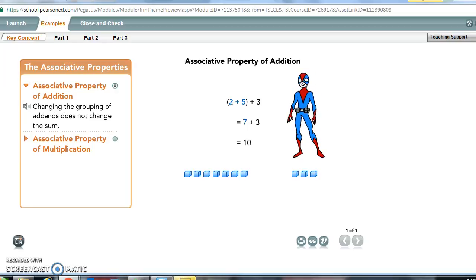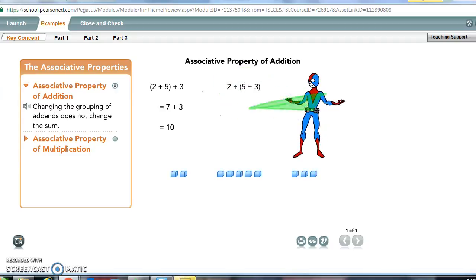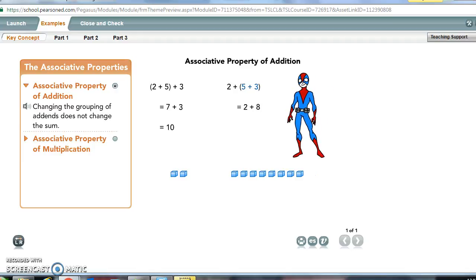Adding 2 and 5 first, and then adding 3 equals 10 cubes. Adding 5 and 3 first, and then adding 2 gives the same result, 10. Since both expressions equal 10, they are equal to each other.